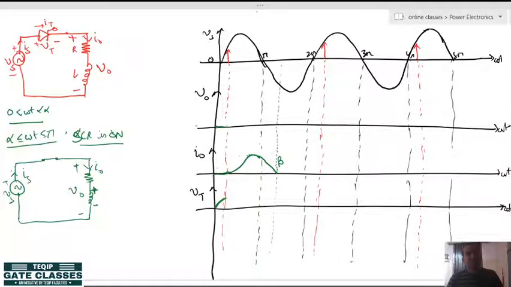So you can see here, since the load current is flowing, let us mark the output voltage. From alpha to pi, alpha plus 2 pi, alpha plus 4 pi, there is no problem, because the load and the source are both in parallel. That is why the output voltage is like this.